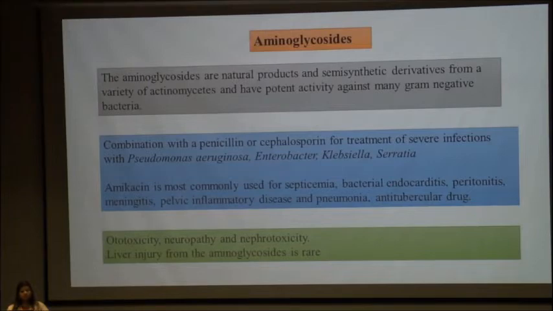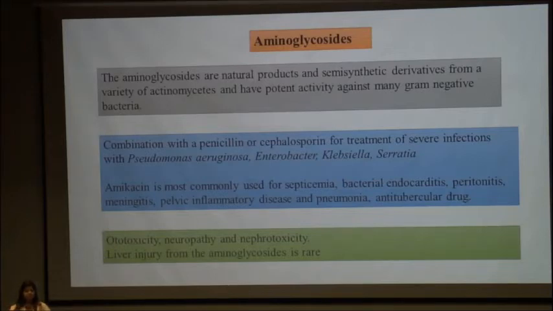Then coming on, the next broad spectrum antibiotics are the aminoglycosides. Now these are natural products, some are semi-synthetic derivatives, and mostly all the members of aminoglycosides are broad spectrum except streptomycin, which has a narrow spectrum, and also it is an anti-tubercular drug. So mostly these are used in combination. We know these are bacteriostatic agents. They are used in combination with cephalosporins or penicillins for treatment of infections with Pseudomonas or Enterobacter, Klebsiella, Serratia. So mostly the gram-negative pathogens.